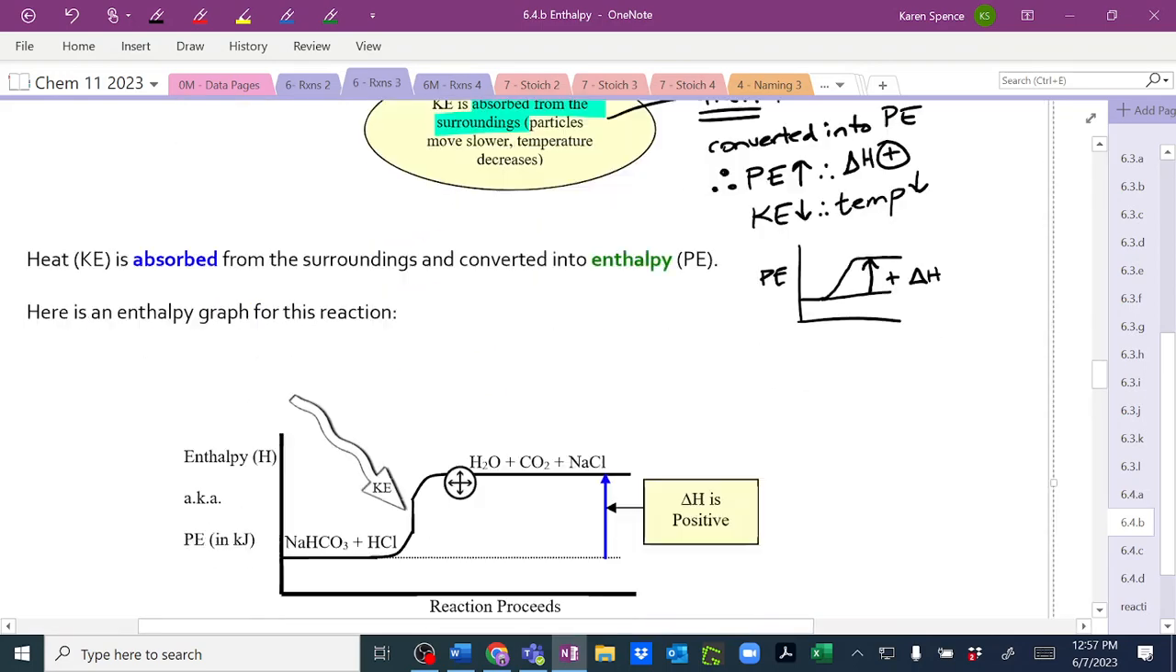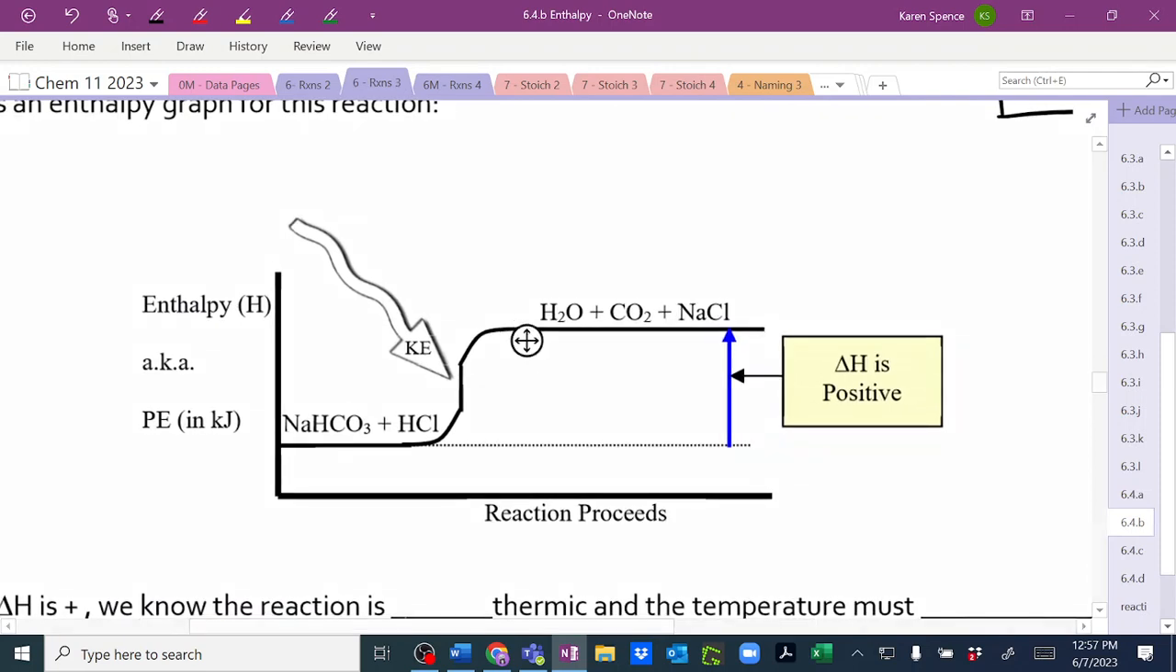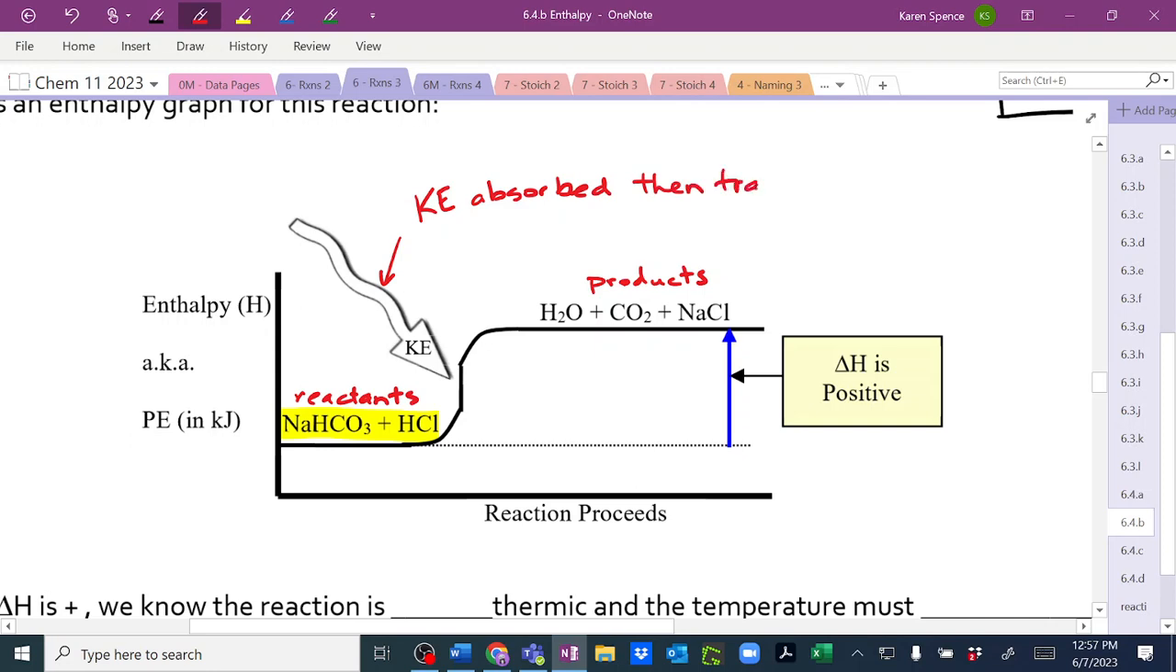So we can take a look at this actual little reaction here. We have our reactants, we have our products. The kinetic energy is absorbed, then transformed into potential energy. And that's why the potential energy goes up. I know I'm just saying the same thing over and over again. I do understand that. But it can be a little bit mind bending when we first do this. So sometimes hearing it more than once is good.